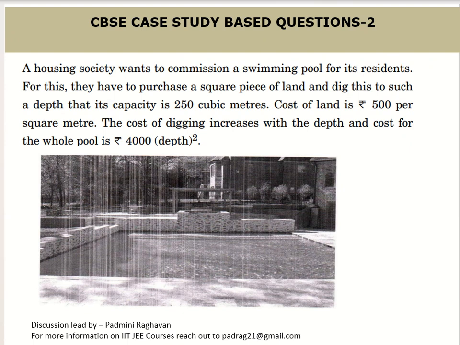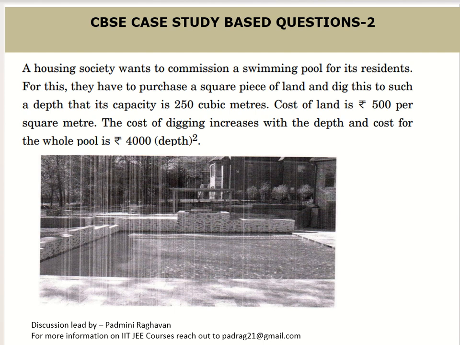We are going to see another case study based question. The question goes as: a housing society wants to commission a swimming pool for its residents. For this, they have to purchase a square piece of land and dig this to such a depth that its capacity is 250 cubic meters.